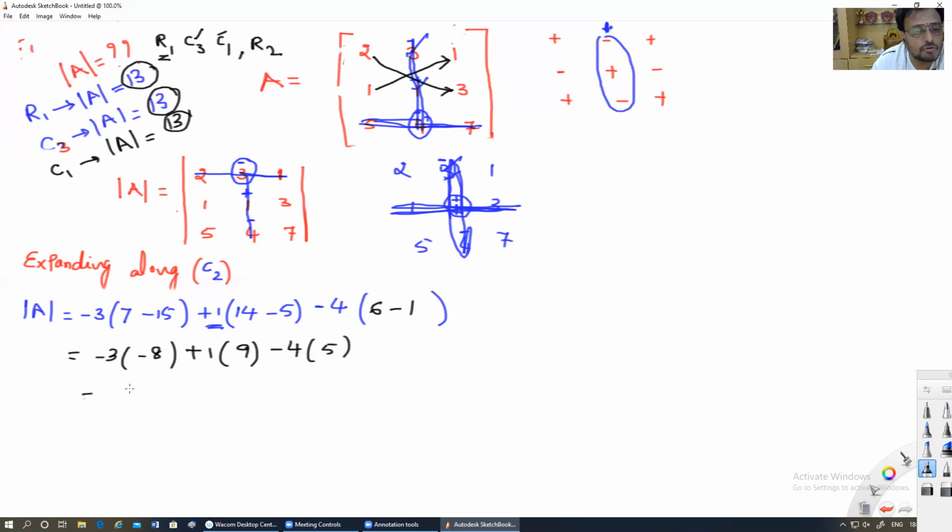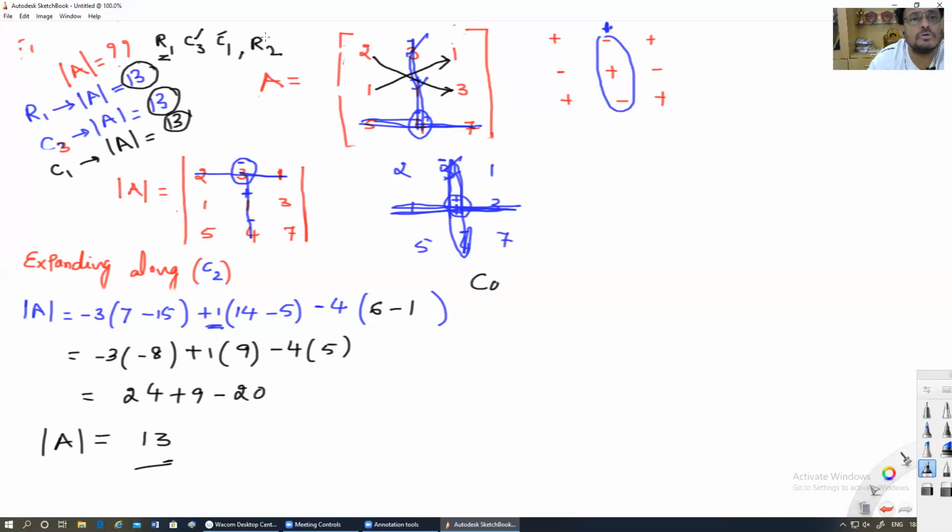So 24 plus 9 and minus 20. 24 minus 20 is 4. 4 plus 9 is 13. See that once again, the determinant of A is always equal to the same. So the conclusion is, what is the conclusion?